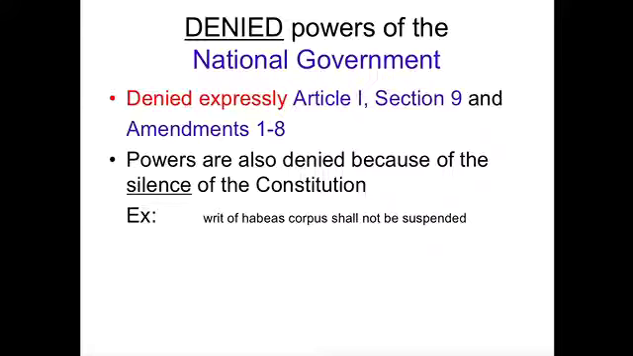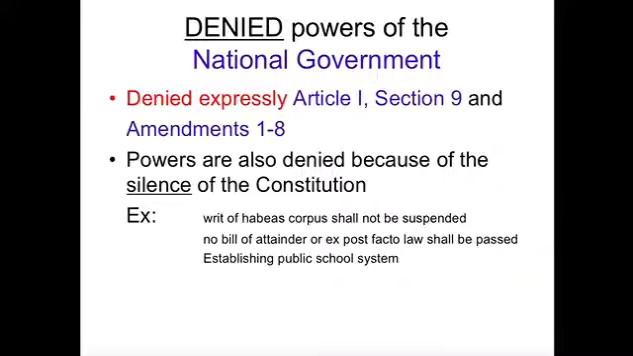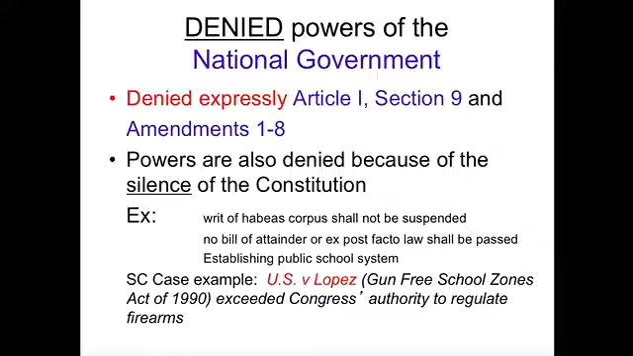So some examples of powers denied: the writ of habeas corpus shall not be suspended. There should be no bill of attainder or ex post facto law. Establishing a public school system is not in the Constitution, therefore that's reserved to the states. Some cases we looked at: U.S. v. Lopez, the Gun-Free School Zones Act of 1990, which exceeded congressional authority to regulate firearms in the school. That was overreaching of Congress on interstate commerce. So sometimes Congress is struck down in their overreaching of establishing different laws. I just wanted to make sure that you had that example.